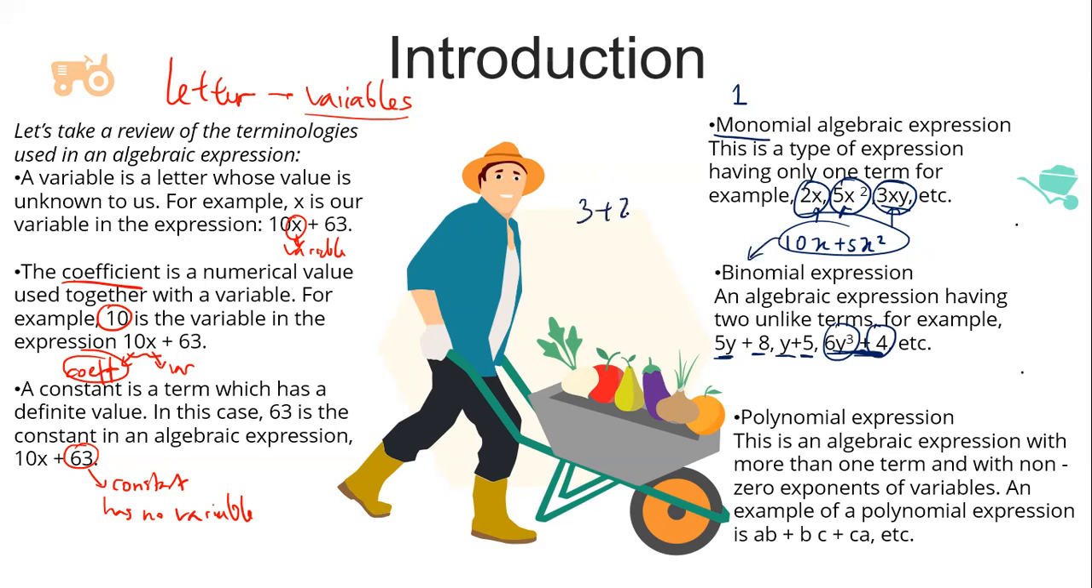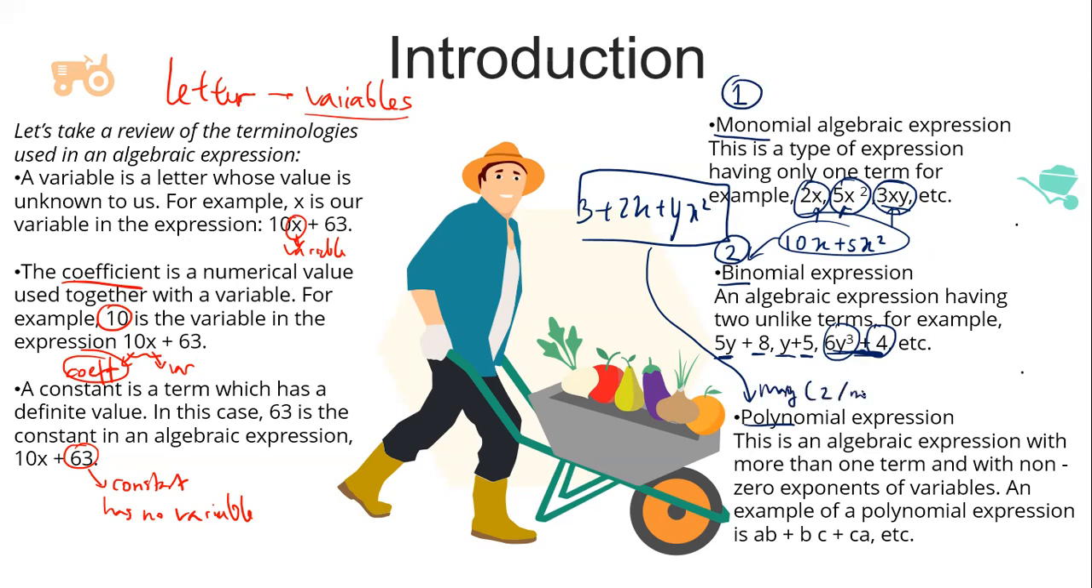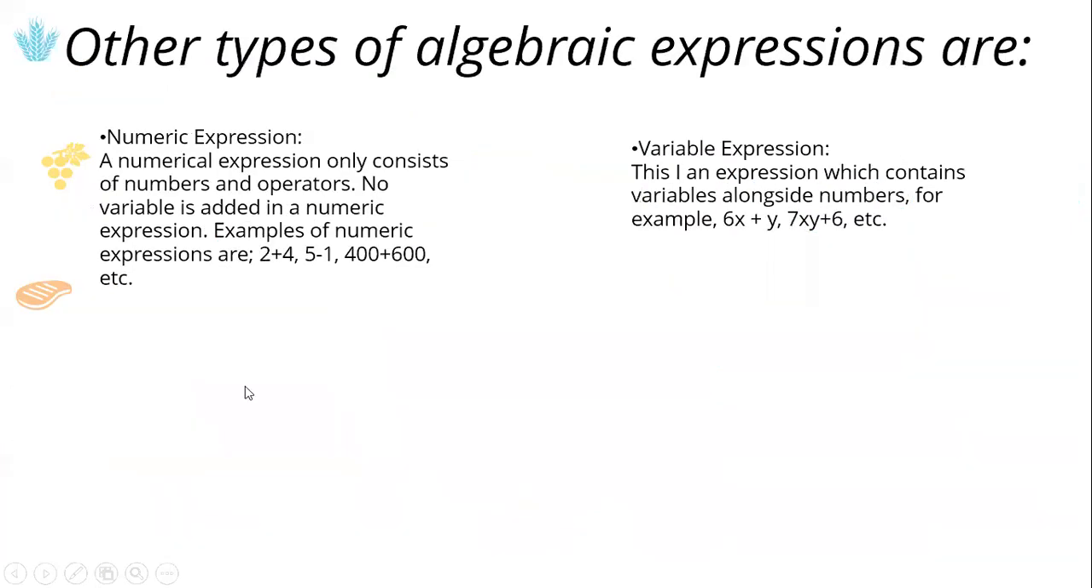How about 3 plus 2x plus yx squared? Oh, ini namanya polynomial. Poly, banyak. Mono, 1. Bi is 2. Poly is many. It can be 2 or more. Okay? 2 or more. Ini nggak usah ya, you tahu aja lah pokoknya. Okay, we deal with the number now.